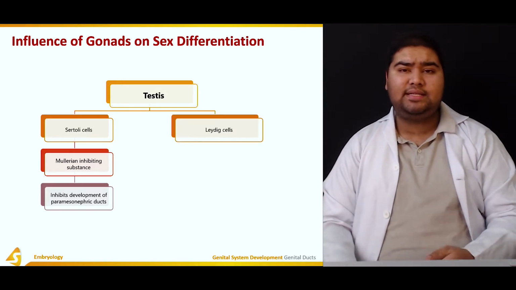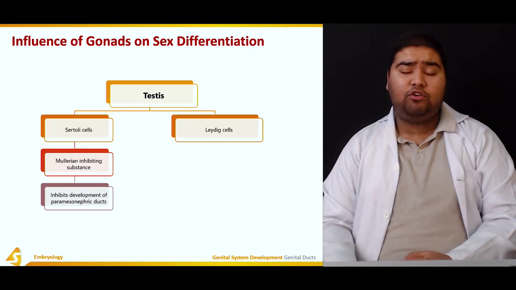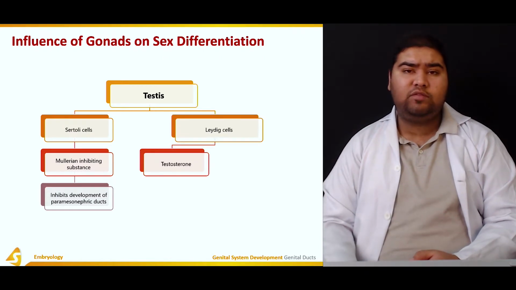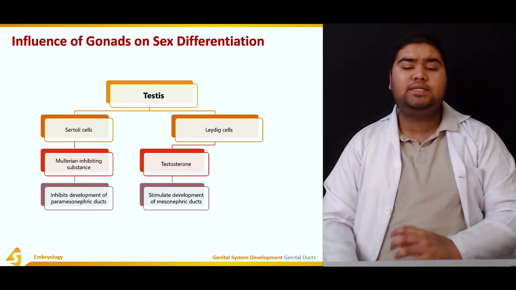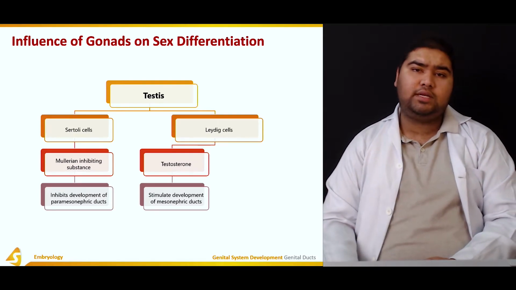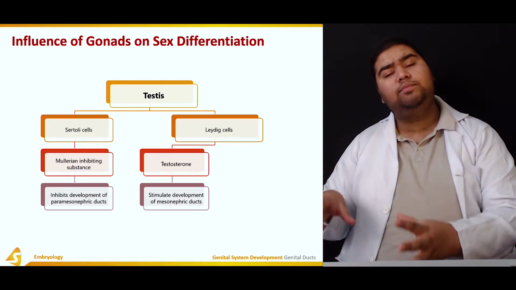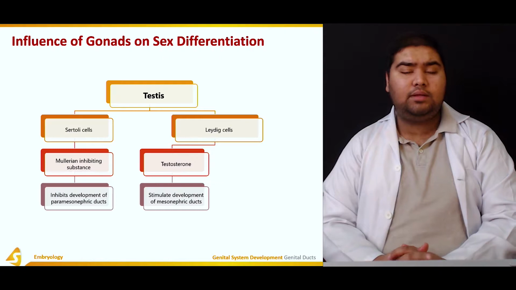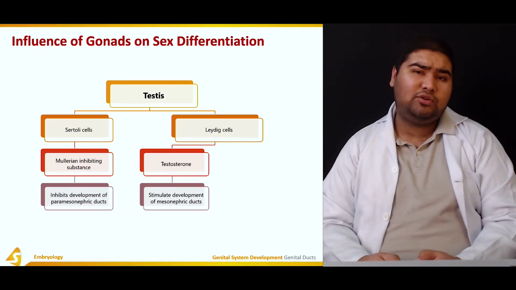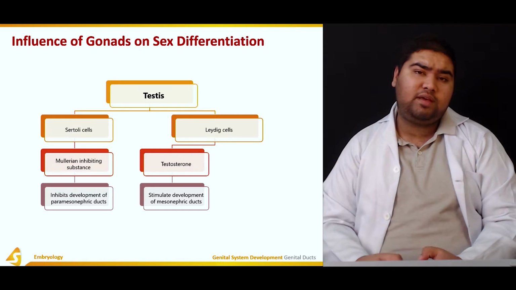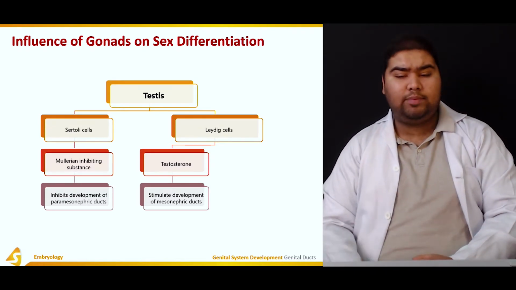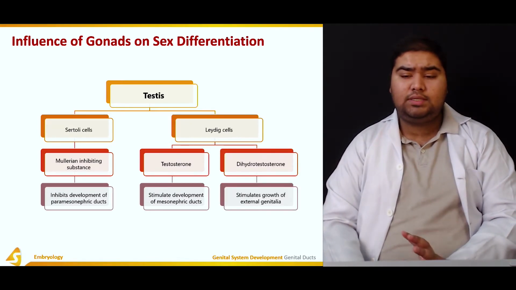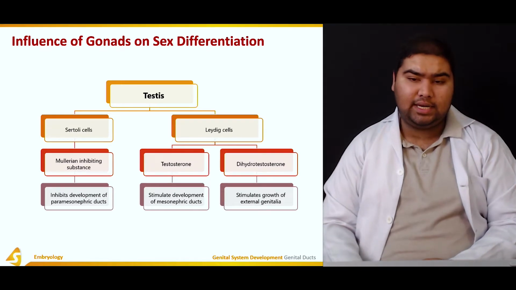At the same time, the testes also has the Leydig cells, which were formed by the mesenchyme which surrounds the seminiferous tubules. The Leydig cells are responsible for the production of testosterone, which stimulates the development of the mesonephric duct. So the mesonephric duct, which was supposed to form the male adult genital ductal system, is stimulated by testosterone, and testosterone is secreted by the Leydig cells. Leydig cells also secrete dihydrotestosterone, which stimulates the growth of external genitalia.